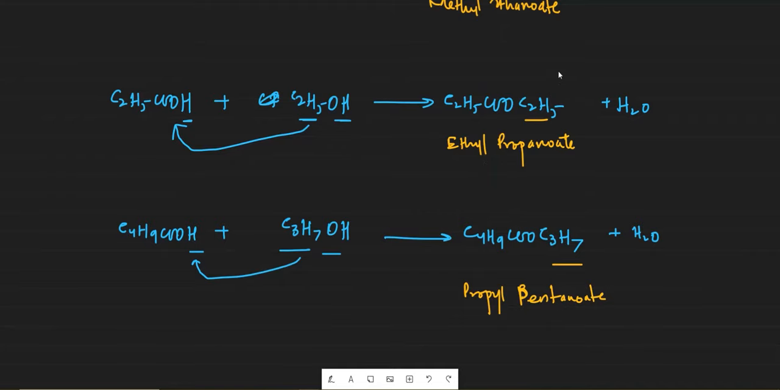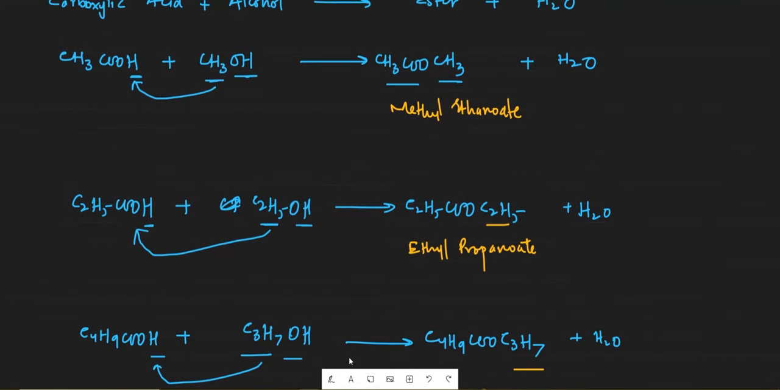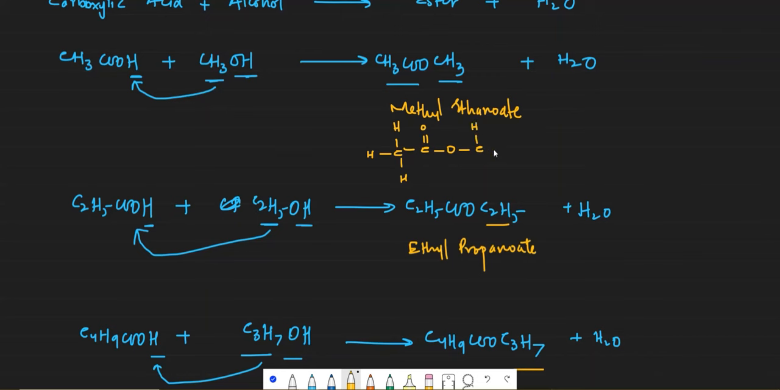Now let's draw the structures of these esters. Okay, this is fun. CH3, C double bond O, CH3. Methyl ethanoate. What about ethyl propanoate? C2H5, you will draw C2H5. 1, 2, 3, 4, 5. C2H5.